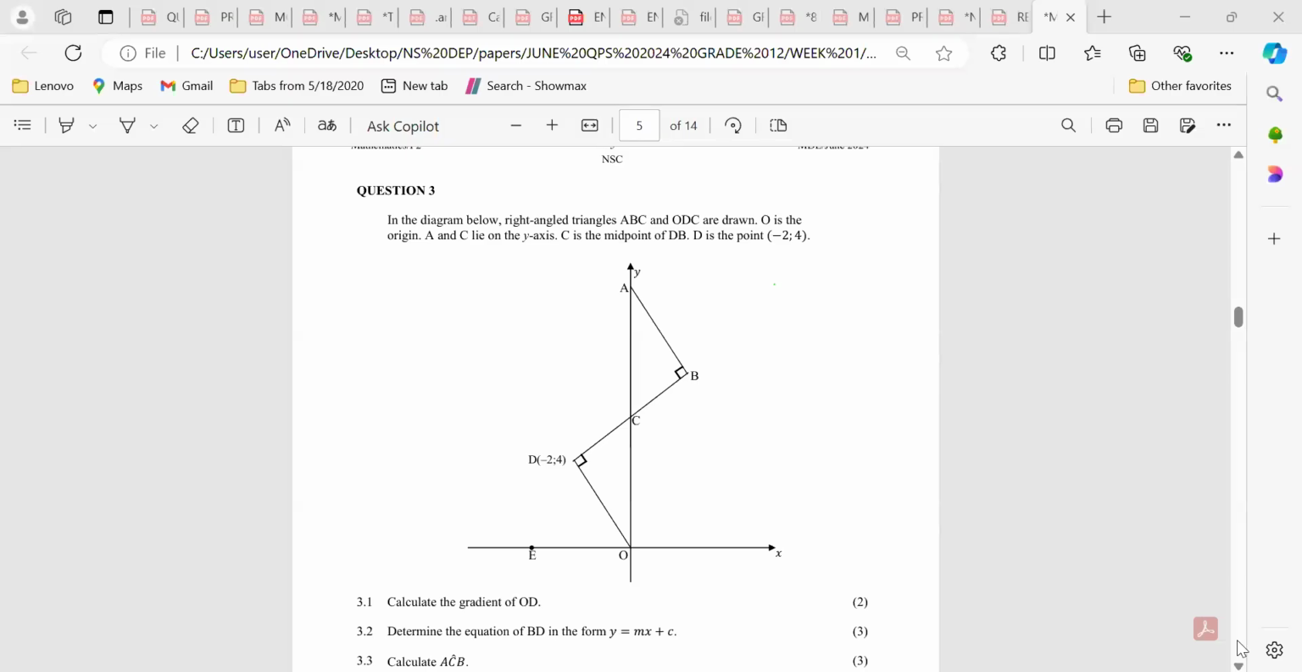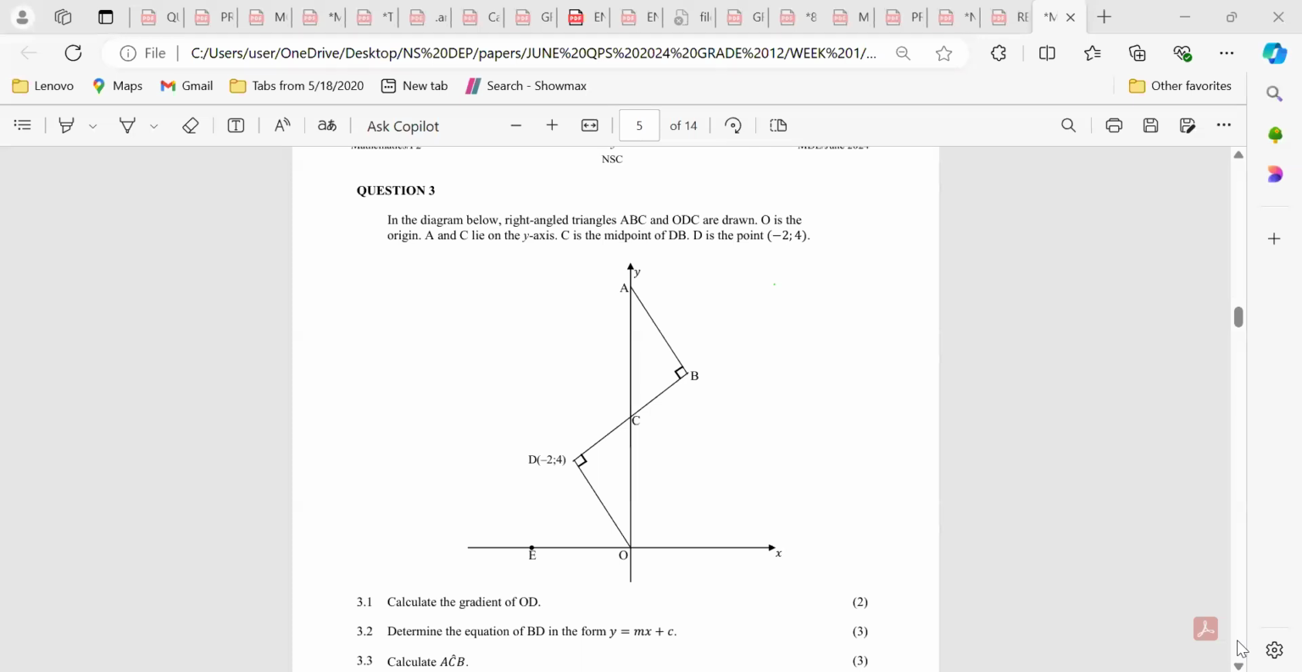In the diagram below, we have right angle triangles ABC and ODC drawn. O is at the origin. A and C lie on the y-axis.